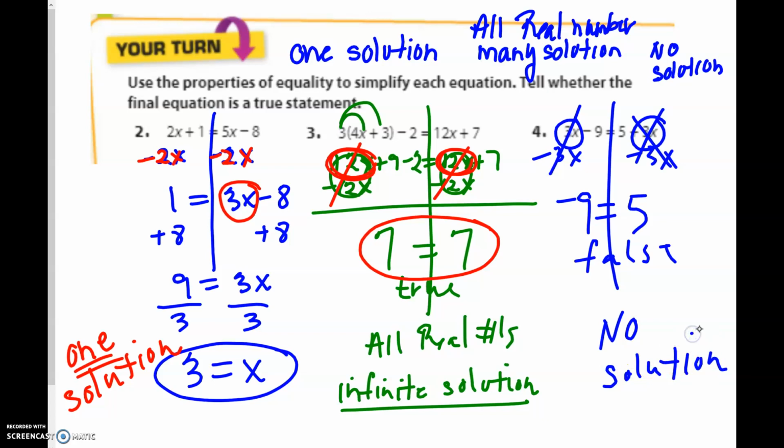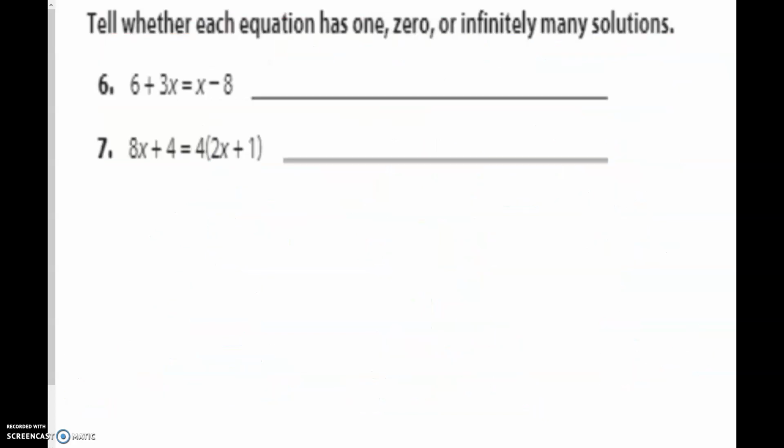Okay, so basically what we're going back to is, can you look and see, are your x's going to cancel out? All right, here's a couple more problems for you to try. So look at number 6, look at number 7. So stop the video, work them out, and see what answers you get. Is there one solution, 0 solutions, or infinitely many solutions?